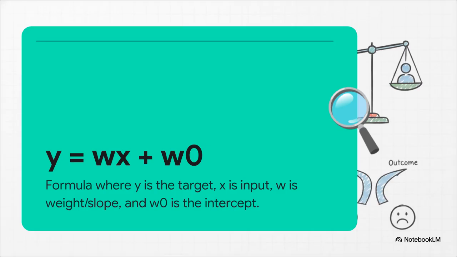The W is the slope, or the weight, which tells us how steep the line should be. And W0 is the intercept, where the line crosses the axis. By tweaking those two little parameters, the algorithm just tilts and shifts the line until it fits the data.